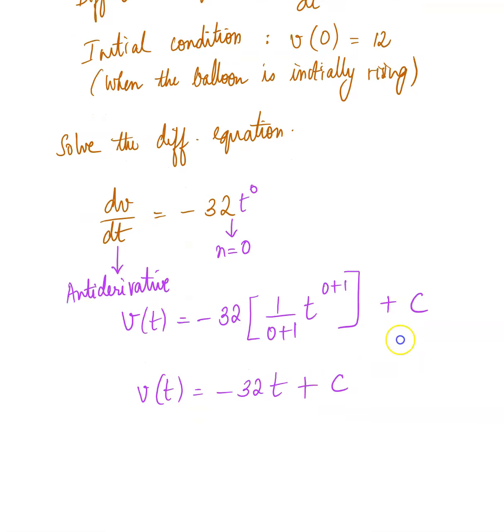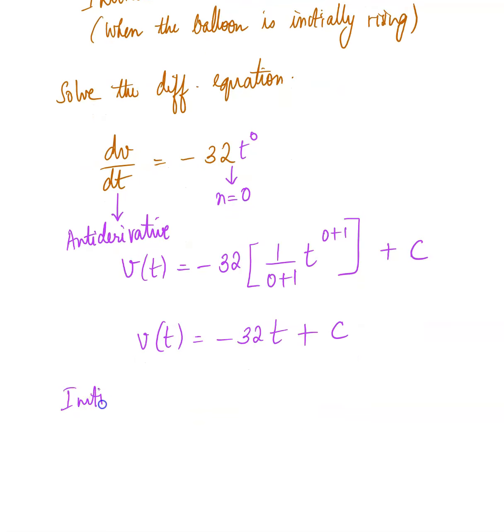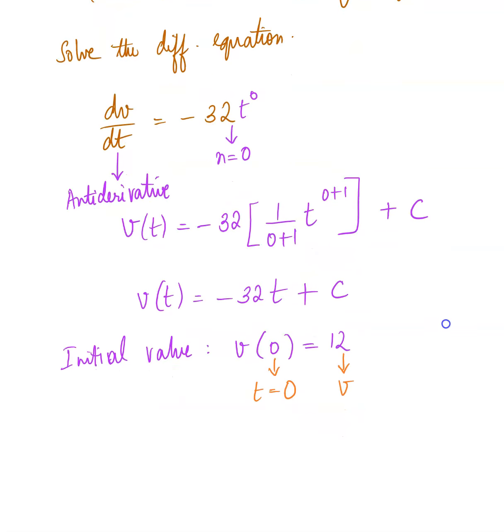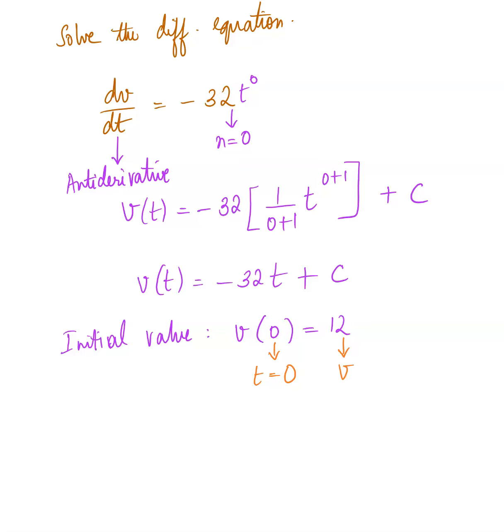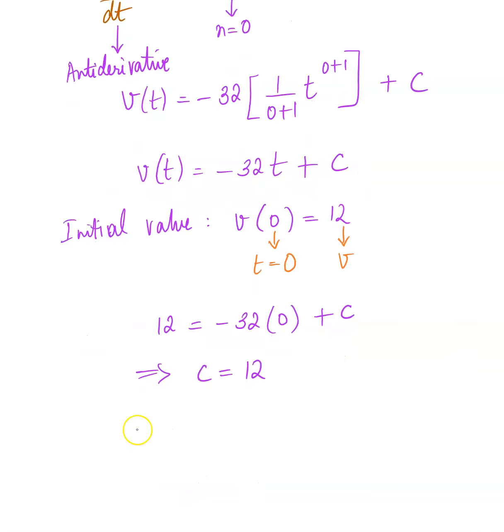That's your velocity. And now we use the initial value, which is v of 0 equals 12. And we do know that this is your x. I'm sorry, in this case it's t. I'm so fixed on x myself. So this is t, and this is v. So let's plug in for t and v. So v is 12 equals negative 32 times 0 plus c. So this implies your c is 12 because that's a 0. It makes it a lot easier.